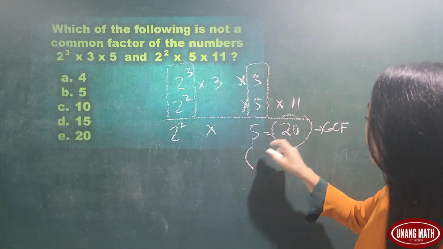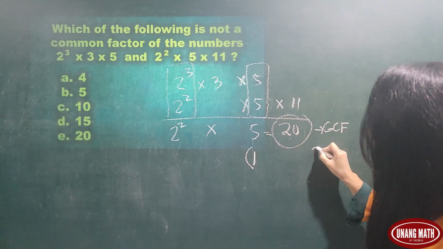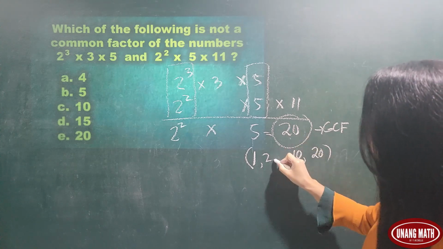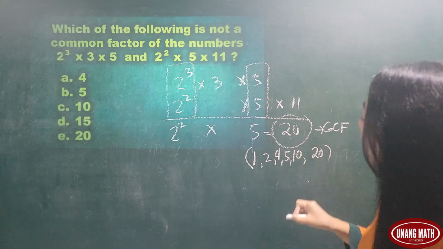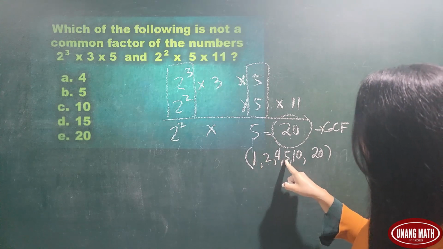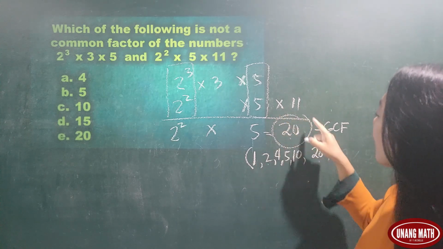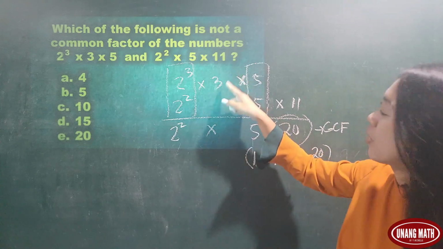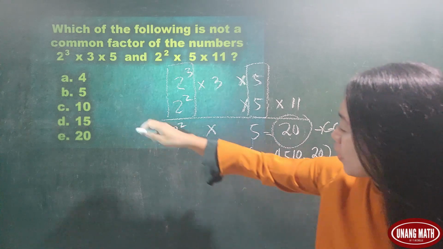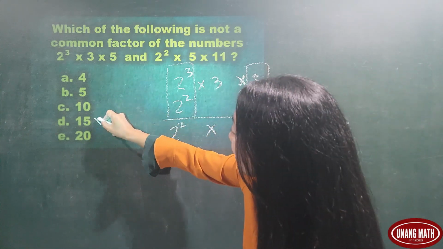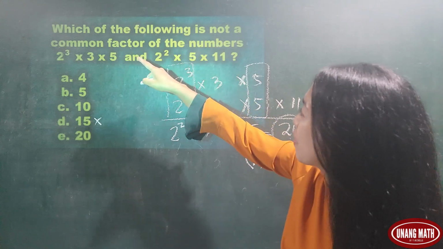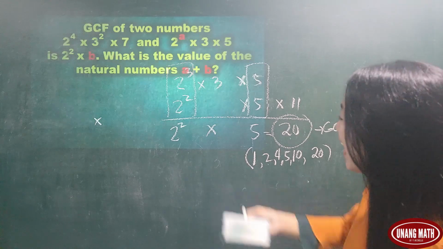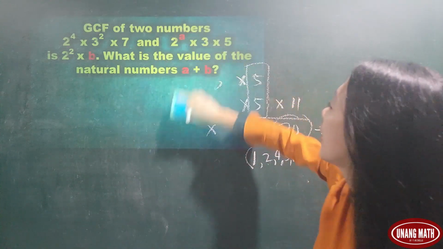So what are the factors of 20? We have 1 and 20. 2 and 10 are also factors of 20, with 4 and 5. So 1, 2, 4, 5, 10, and 20. These are the factors of 20, and these are the common factors of these numbers. So among these options, 15 is not a common factor of these two numbers. Let's move on to the next problem.